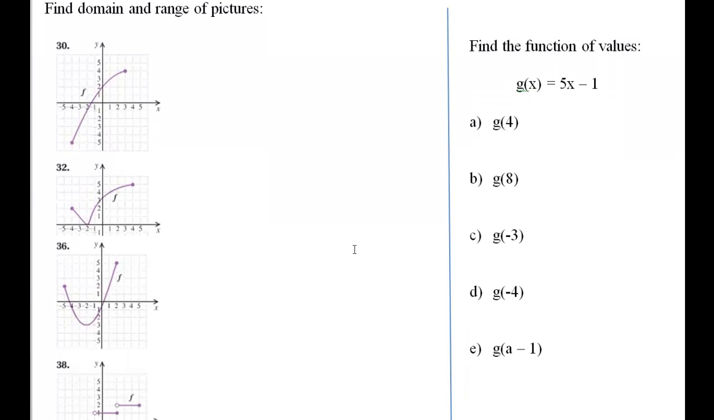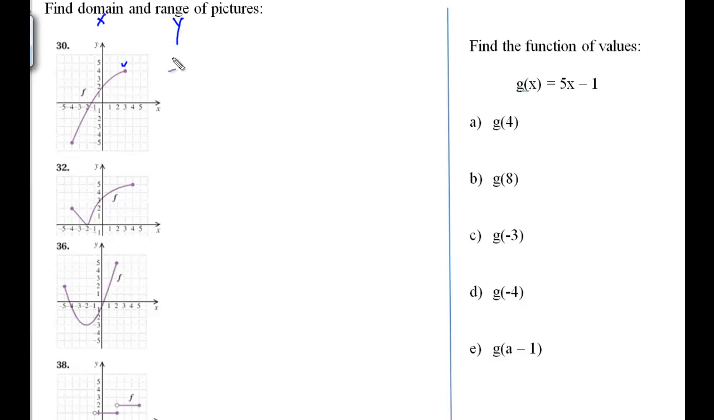Finding the domain and range of pictures. Now remember, the domain is going to be your x values and the range is going to be your y values. Okay, so the domain is x and the range is y.